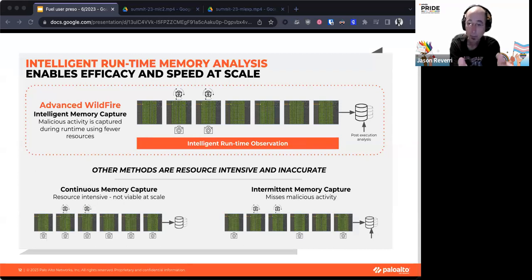Intelligent runtime memory analysis achieves unmatched efficacy and speed. AWF tracks malicious activity during runtime and creates memory captures when something interesting happens, all while requiring fewer resources to do so than some other techniques. So this happens in near real time. And as memory snapshots are analyzed, protections are automatically generated and delivered to the enforcement points even before full analysis is concluded.